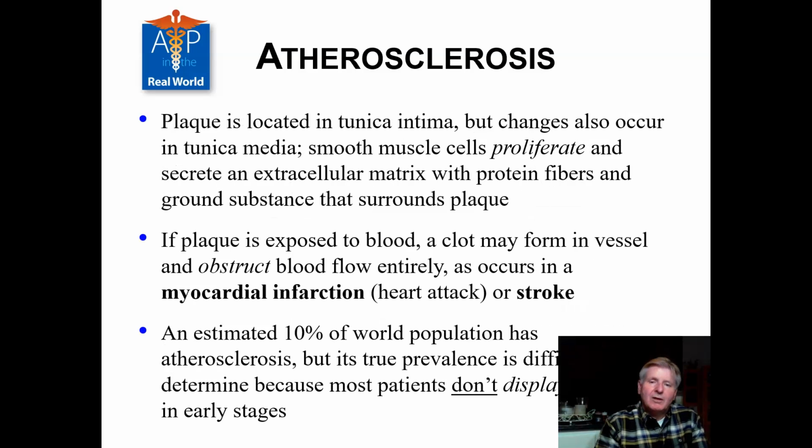So plaque becomes located in the tunica intima, but you can see changes occurring in the tunica media. The smooth muscle cells in the media will proliferate, and then they start secreting more extracellular matrix with protein fibers and ground substance that then surround your plaque. So if the plaque then is in turn exposed to blood, your clot may form in a blood vessel, okay, and obstruct the blood vessel entirely, and that's what occurs in myocardial infarction or stroke. MI is basically a heart attack.